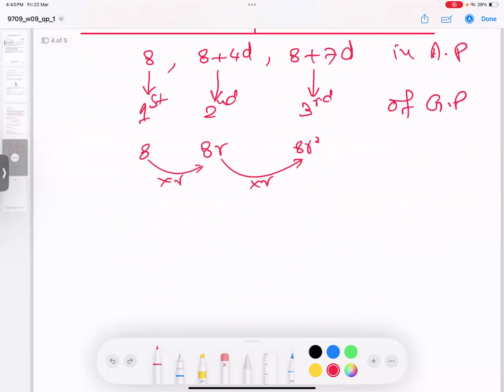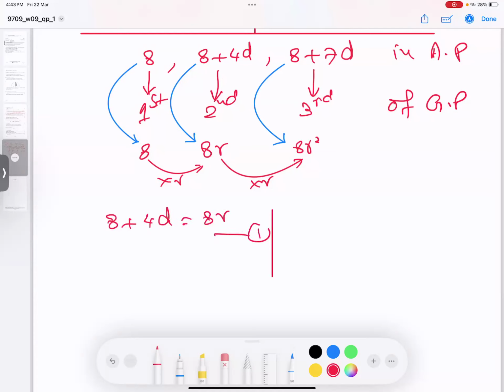So as we know, these are equal to each other. Look, I show you blue arrows. This is equal to this, clear. This is equal to this, clear. And this is equal to this, clear. So I'm going to make two equations now. This and this are equal to each other. I'm writing 8 plus 4D equal to 8R, equation number 1. And the same approach: 8 plus 7D equal to 8R to the power 2, equation number 2.